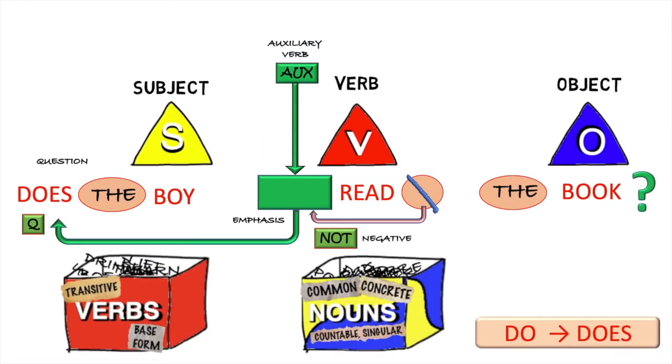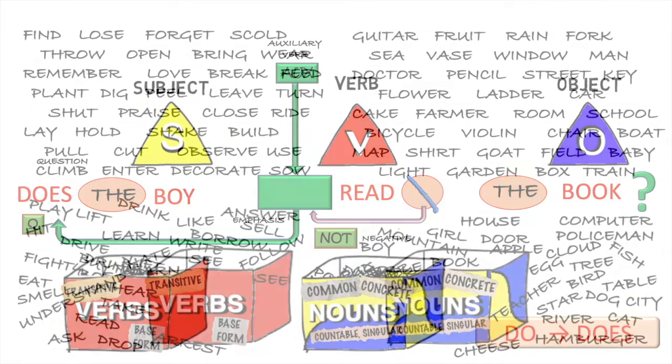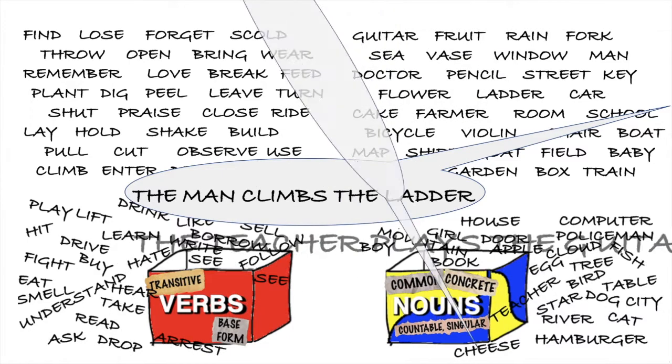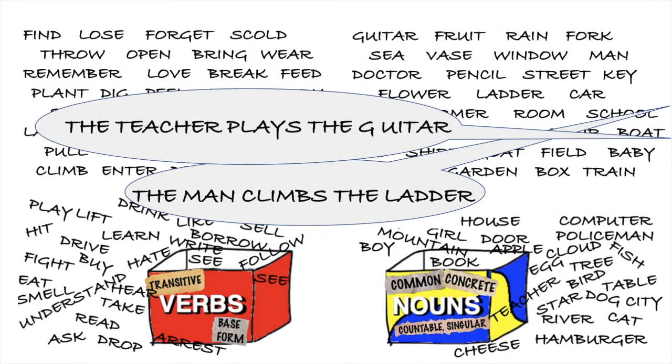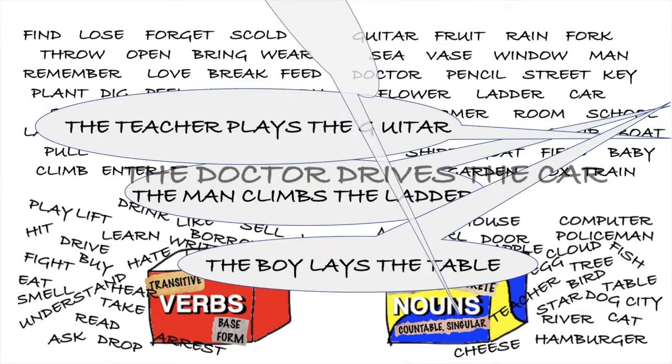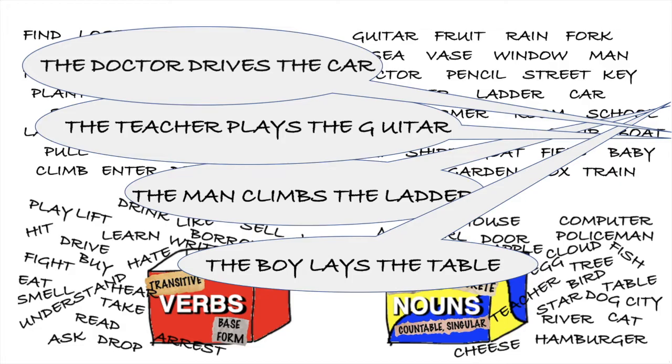Do is just one of several auxiliary verbs, and we will be looking at them later on. For now, though, just practice making examples with do. The man does climb the ladder. Does the teacher play the guitar? The boy doesn't lay the table. And make your own examples too. Keep on practicing until you're confident about it.